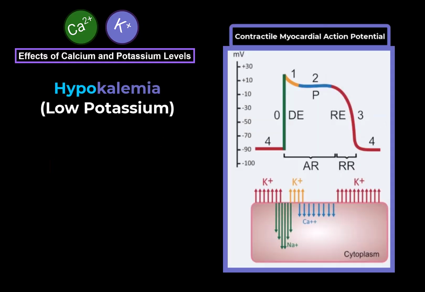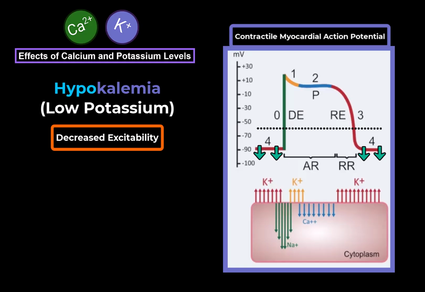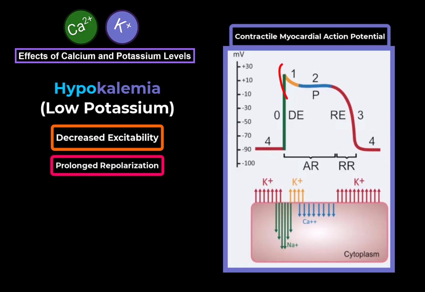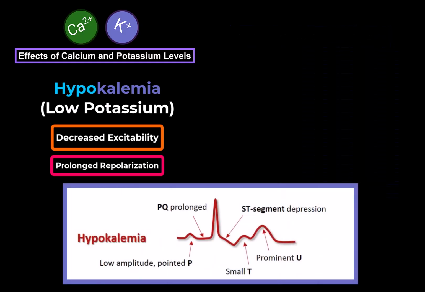If the patient has low potassium, the contractile myocardium's resting membrane potential will be more negative, increasing the distance from the threshold for depolarization, making it harder for the cell to contract. So hypokalemia also causes prolonged repolarization, which can increase the risk of early afterdepolarization. Now, on an ECG, you will see the exact opposite of hyperkalemia. So you will see a flattened T wave because the repolarization phase is slow, and you can see prolonged QT intervals as well because of the prolonged repolarization.